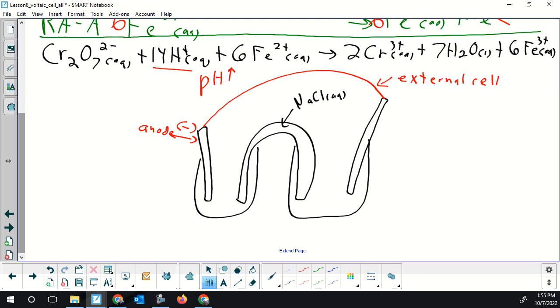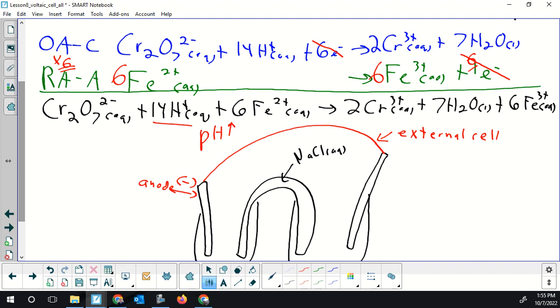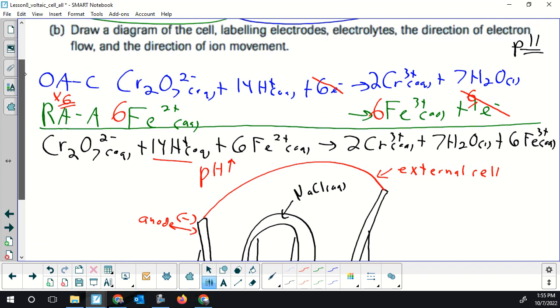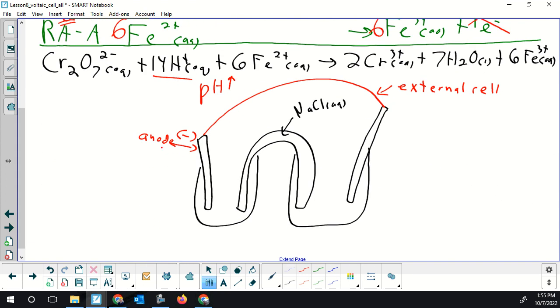And what is that anode? The anode is an inert electrode, carbon, where iron 2 and 3 is reacting. So I labeled the type of electrode and exactly what material it is. What's in this solution? It's the Fe2 plus and the Fe3 plus. I do not have room to write aqueous in my diagram.